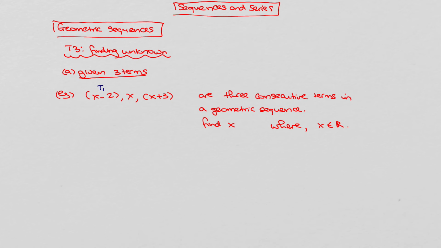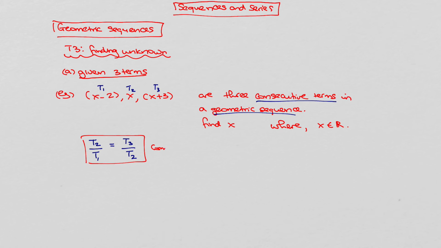So we're told that we have three terms in a geometric sequence. And they're consecutive terms, so one after the other. And we have to find the value of x, where the sequence is x minus 2, x, and x plus 3. So the fact that it's a geometric sequence means that there is a common ratio. And to find our common ratio, we would get term 2 divided by term 1. But that must be the same as term 3 divided by term 2.